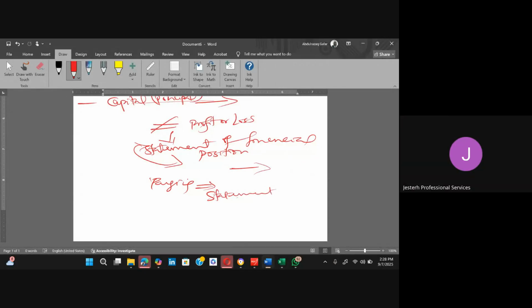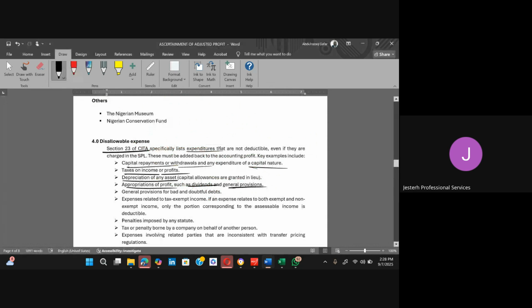So which means whatever dividend you are paying, you don't also take it to your profit or loss. That is why it will also be treated as a disallowable expense. Some companies might declare dividend, and when they declare it, they consider that since they've declared dividend, let us also take it to expense, because it's an expense to us. No, you rather take it to the retained earnings.